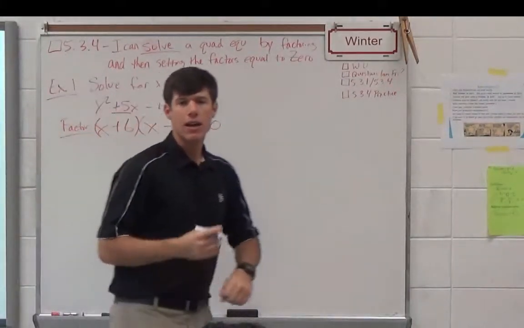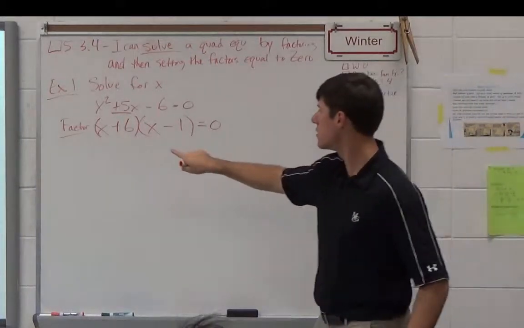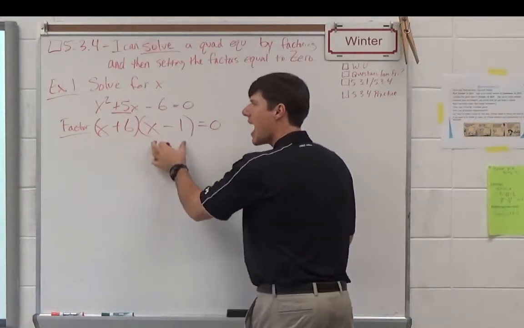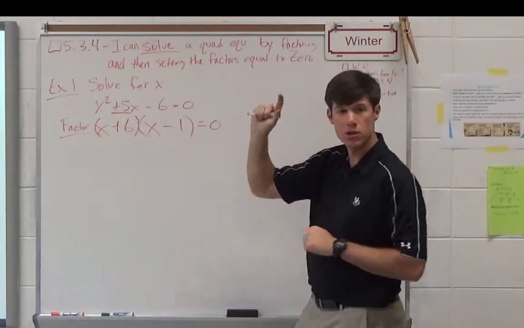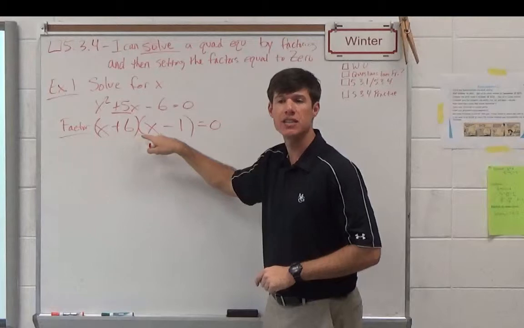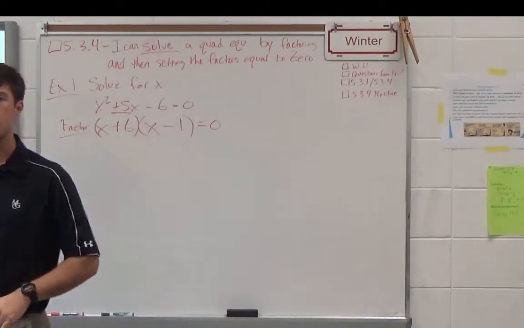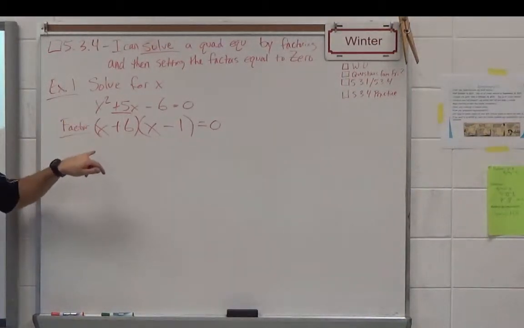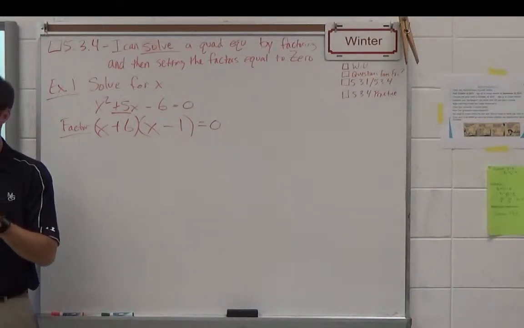Now, here's the key part. Since we have factored, we have broken this up into 2 pieces. X plus 6 times x minus 1 gives me this. So that tells me my factors, remember those key words, factors are of the form x plus 6 and x minus 1. So say I ask you, give me the factors of x squared plus 5x minus 6. You can tell me x plus 6, x minus 1. Those are the factors. Okay, keywords, factors.